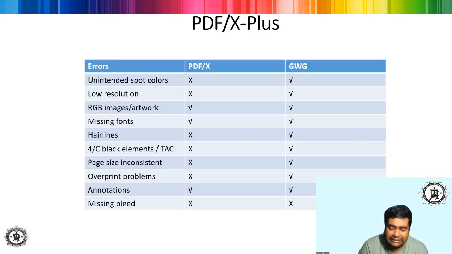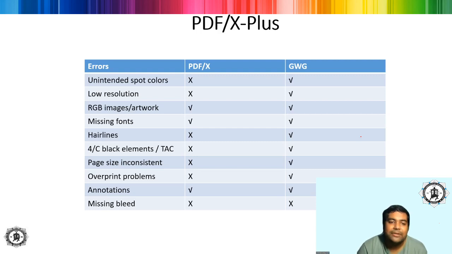Now in this slide, as you see, I have pointed out a comparison of which element, if used, will give an error when you are only using the PDF/X standard for pre-flighting, as compared to when you are using the GWG specification for the purposes of pre-flighting.